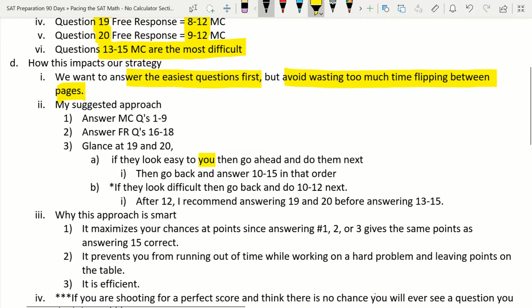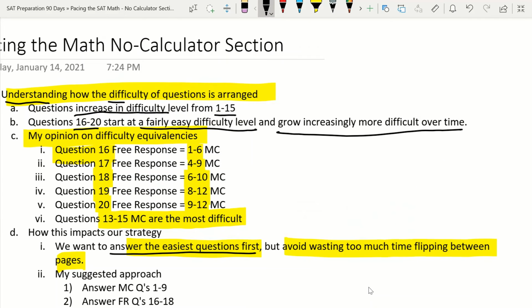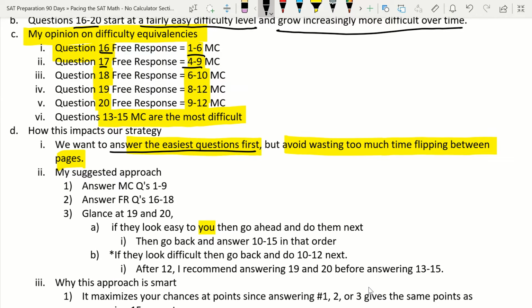Okay, so these seem like two contrasting ideas, right? If we're going to be answering the easiest questions first, then wouldn't we want to do 1 through 6 of the multiple choice, then go do 16, then do 7, 8, and 9 of the multiple choice, then go do 17? Well, yes and no, okay? We want to make sure we're answering the easiest questions first, but at the same time, we want to avoid wasting too much time flipping between pages.